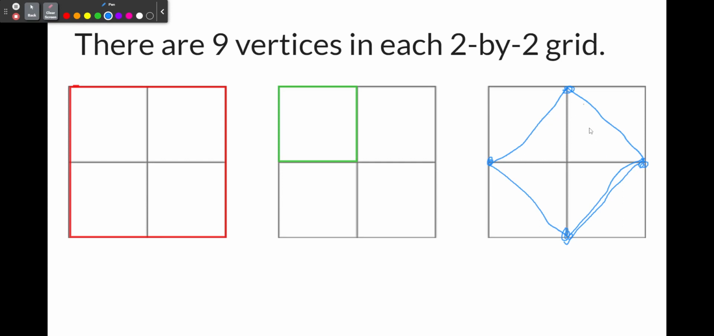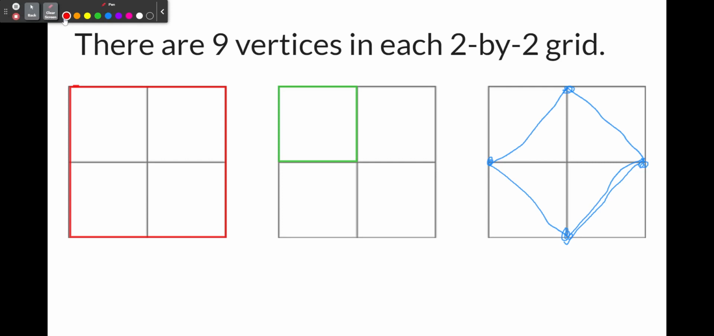So we're going to figure out some different information. They want to know, now that we've drawn our three different sizes with our vertices aligned to the vertices of the grid, for each square, they want us to label the area, label the side length, and write an equation that shows the relationship between the side length and the area.